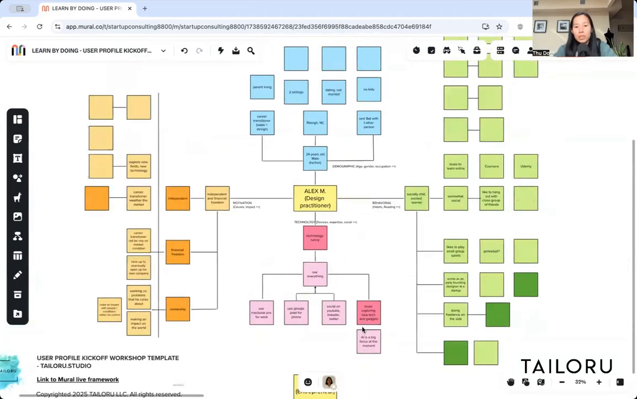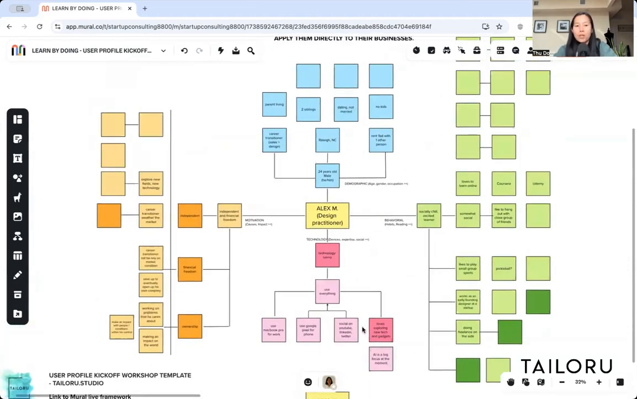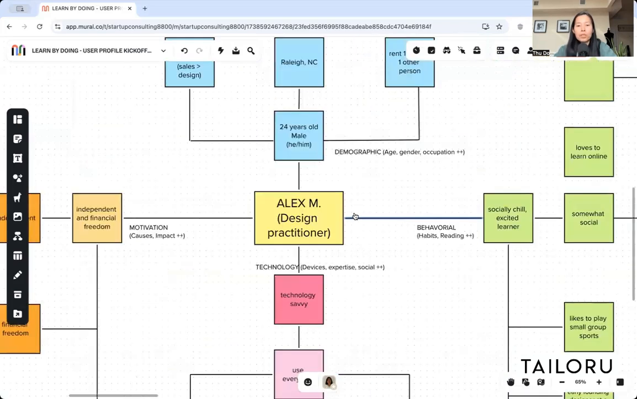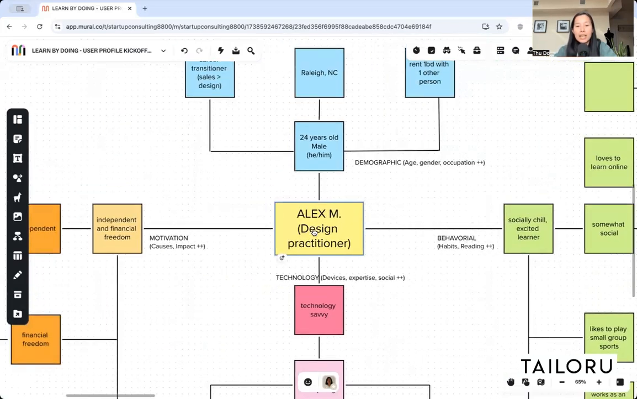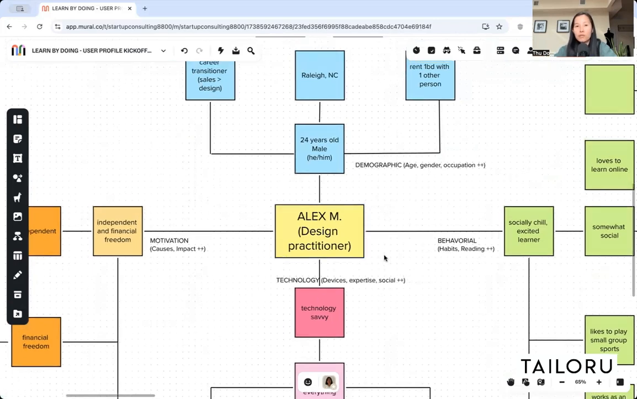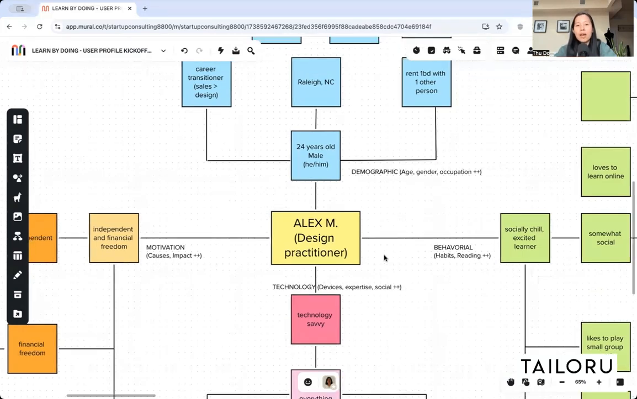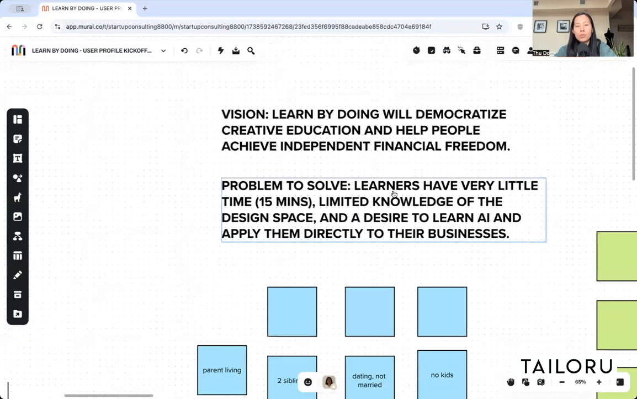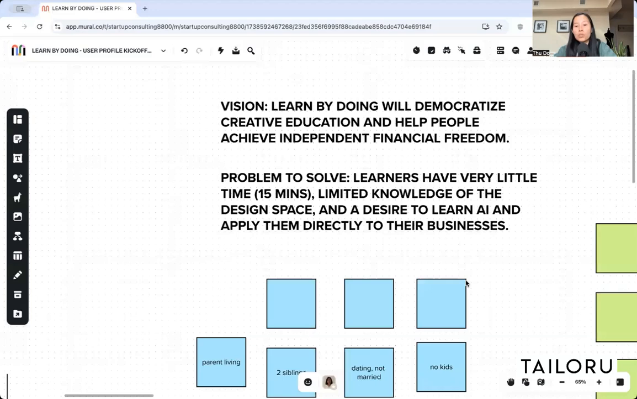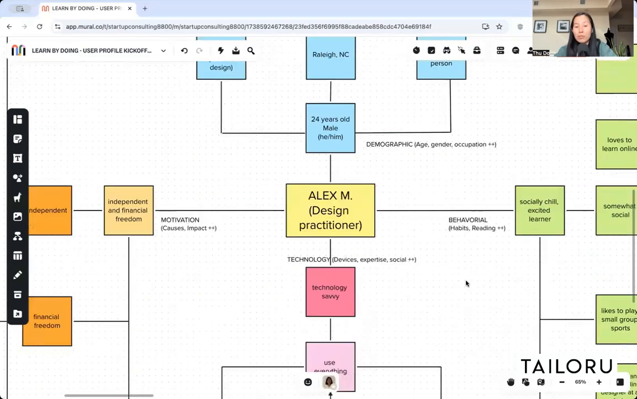So I want to pause really quick here and just take a moment to summarize the exercise that we've just gone through. Right here, we have Alex as a design practitioner. He's the first of the two personas that I wanted to create for our Learn by Doing series. The Learn by Doing series aims to help learners who have very little time and who want to apply this concept to their business right away.